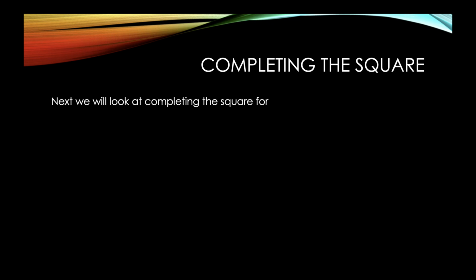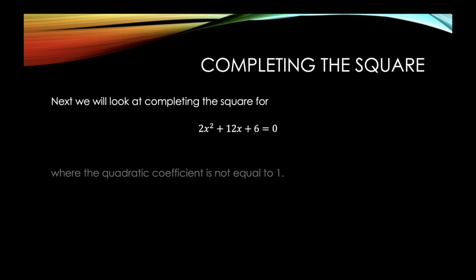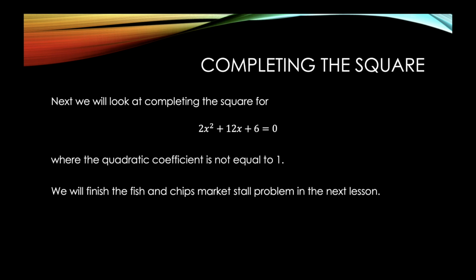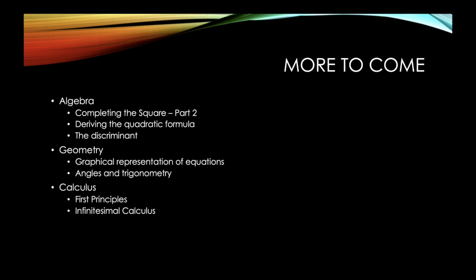Next, we will look at completing the square where the leading coefficient is not 1. And then once we do that, we will finish the fish and chips market stall problem as well in the next video. So there's more to come. We will aim to finish the topic of completing the square in the next video. We'll also look at deriving the quadratic formula, and we're going to inspect the discriminant, which is part of the quadratic formula once we derive it.